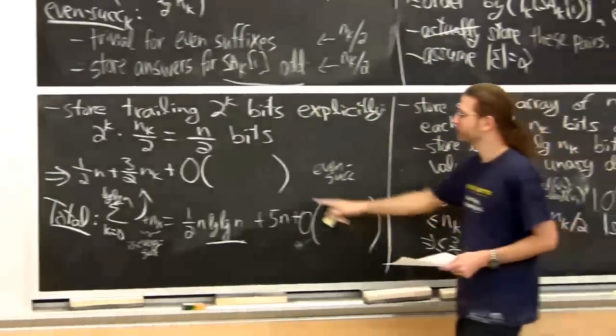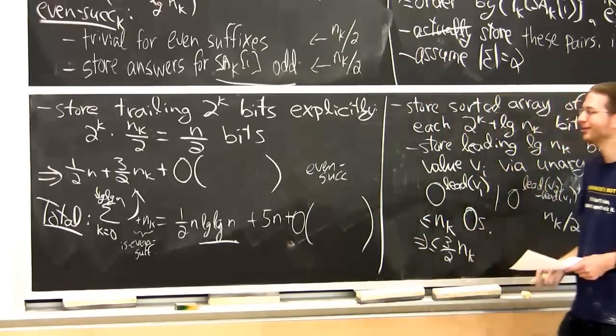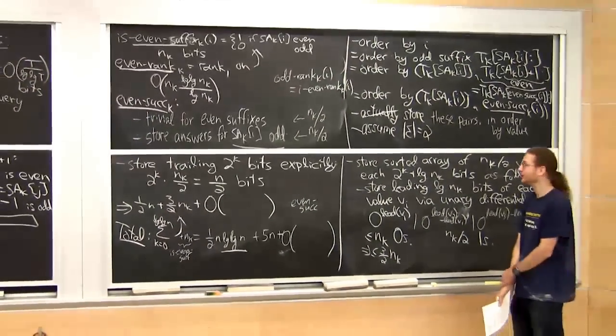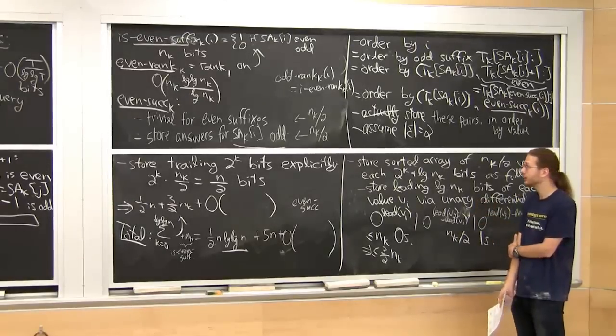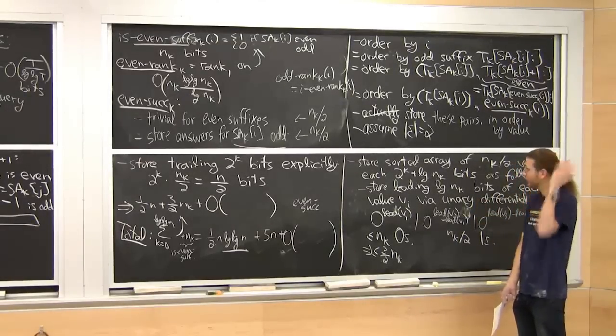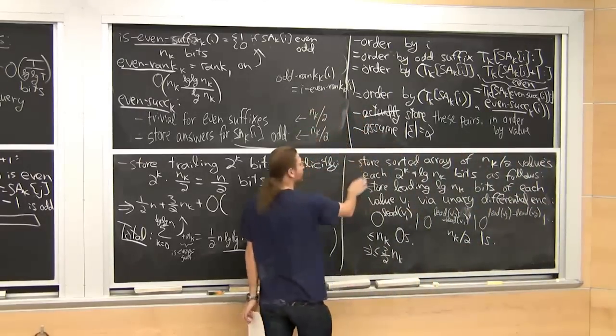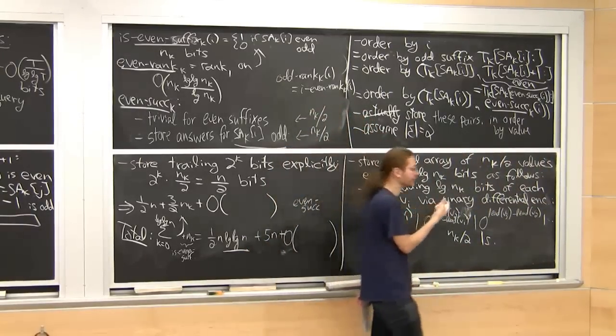I left out the something because there's one data structure we haven't yet described. There's one more thing we need. And that comes up if you want to do a query in the structure. How do I do a query? I already did odd rank. So I'm just trying to look up into this sorted array at a given index.